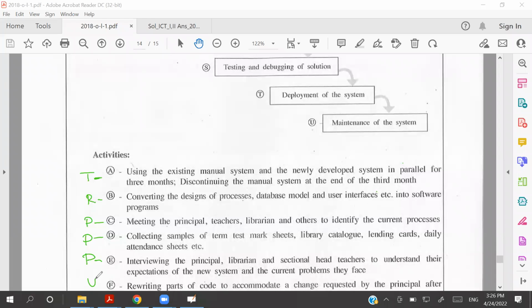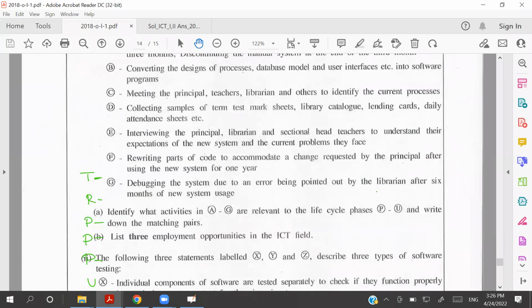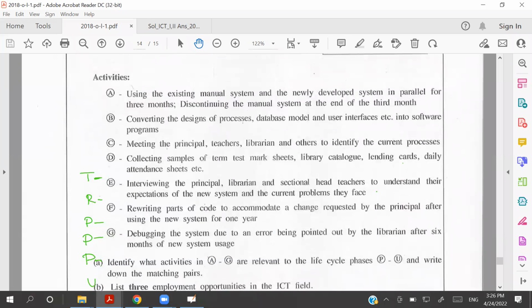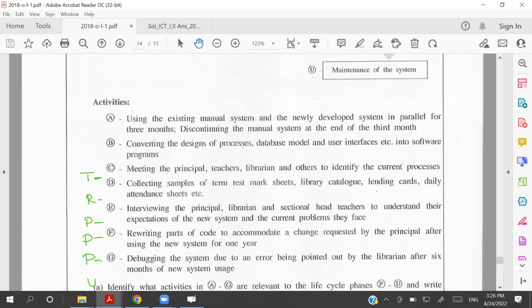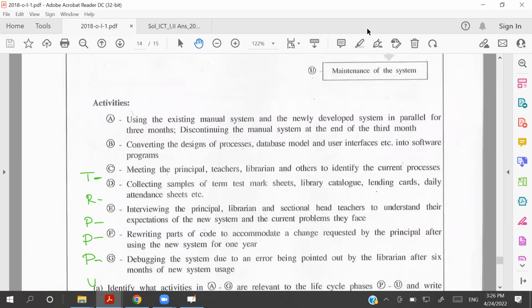Right, so the very last one, debugging the system due to an error being pointed out by the librarian after 6 months of the new system's usage. Again, a maintenance one. So you can go with the U as well. So the answers are going to be T, R, P, P, P, U, U.